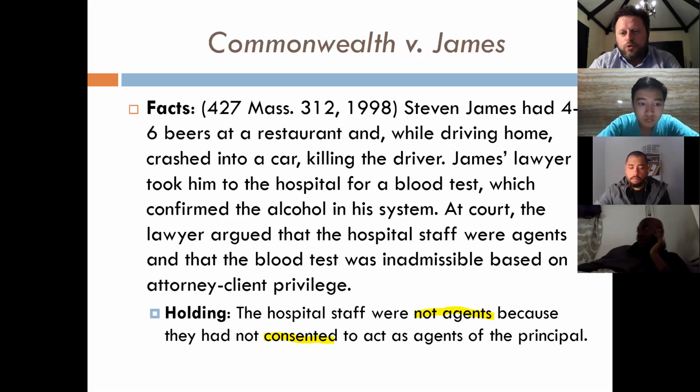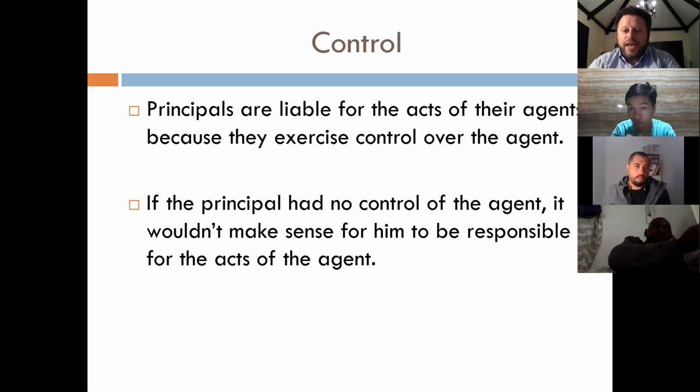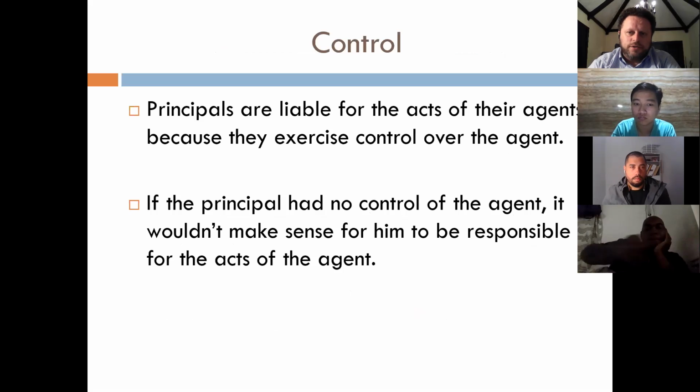The next thing you need in order to have this relationship is some kind of control. If I say, Jody, do you want to be my agent for business? And Jody says yes. But I tell Jody, you can't make any decisions. Anything, you have to call me and ask me. If you can't get me on the phone, then you can't make any decisions. Then is Jody really my agent? No, because he has no power. I can't control him. If the principal has no control, then it doesn't make sense to be responsible for the agent.